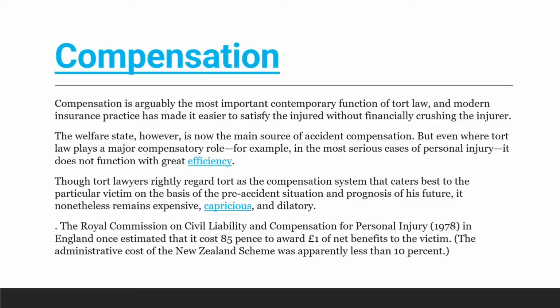The Royal Commission on Civil Liability and Compensation for Personal Injury in England in 1978 once estimated that it cost 85 pence to deliver £1 of net benefits to the victim. The administrative cost of the New Zealand scheme was apparently less than 10%.